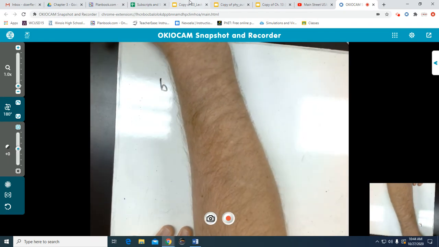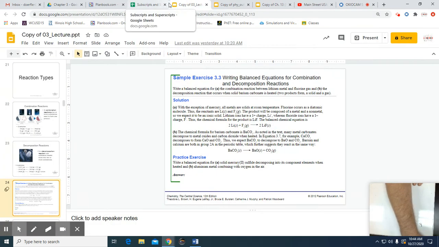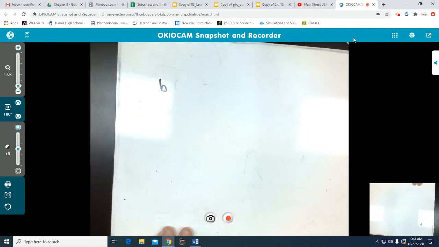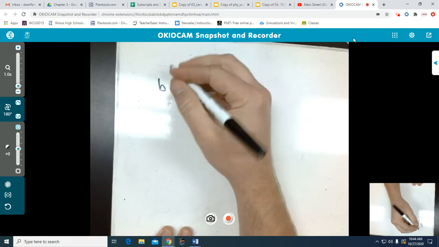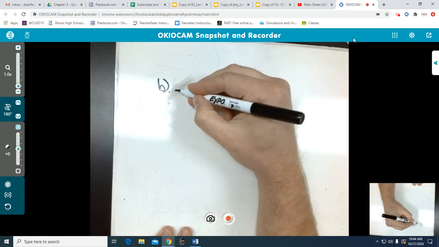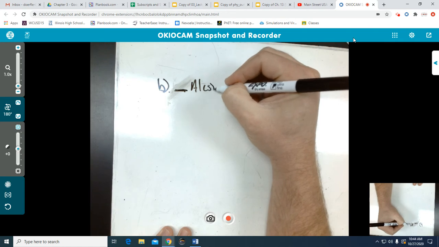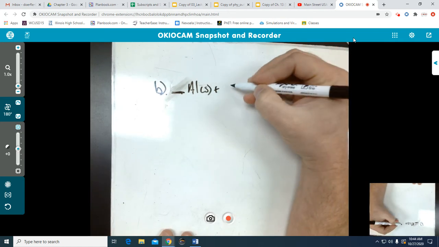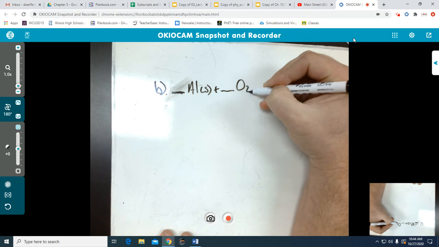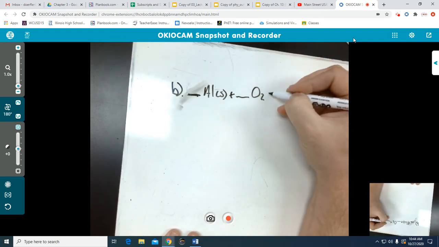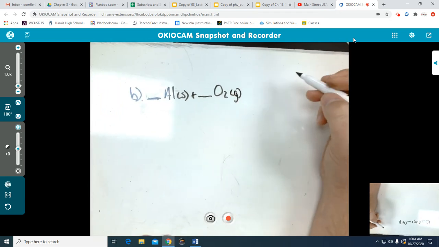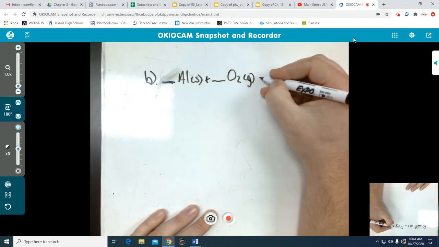For B, we are to write a balanced equation for aluminum metal combining with oxygen in the air. Okay, we've got, I can put my line there in case we have a coefficient, aluminum metal, which is a solid, plus oxygen in the air, O2. That's what you put here. That's a gas.